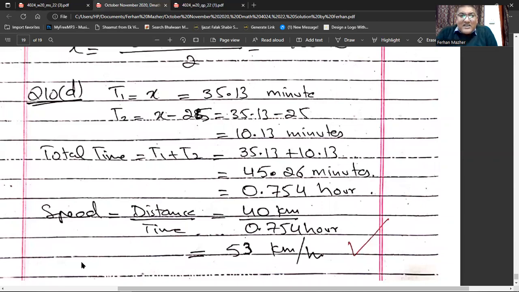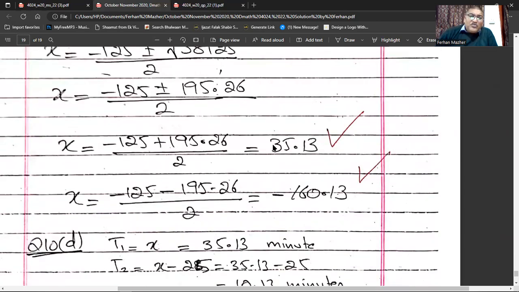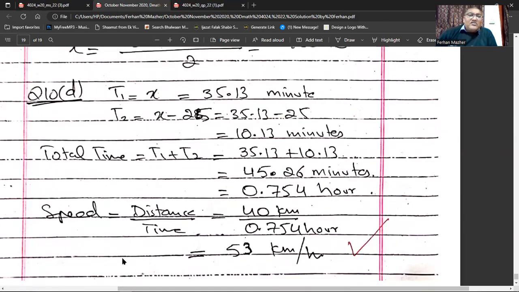And from here, I'm going to use this positive value of X. So that is 35.13 minutes, and T2 is 25 minutes less. So it will be X minus 25, that will be 35.13 minus 25 minutes. So that will be 10.13 minutes. So the time for the second portion is 10.13 minutes. The total time for the whole journey is 35.13 minutes plus 10.13 minutes. So that will be 45.26 minutes.